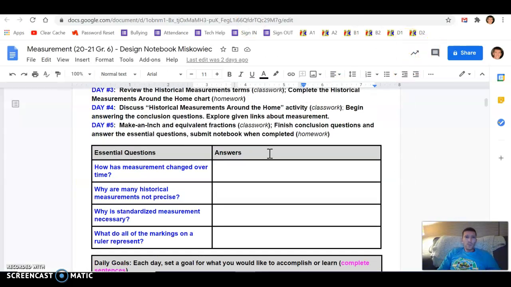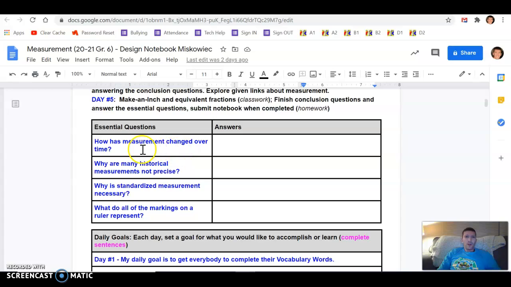In your design notebook, you'll see at the top there are four essential questions that we've worked on throughout this unit over the last couple of weeks. Now is the time, if you haven't already, to answer these questions in the box right here. The first one: how has measurement changed over time? The second one: why are many historical practices not precise? The third one: why is standardized measurement important?